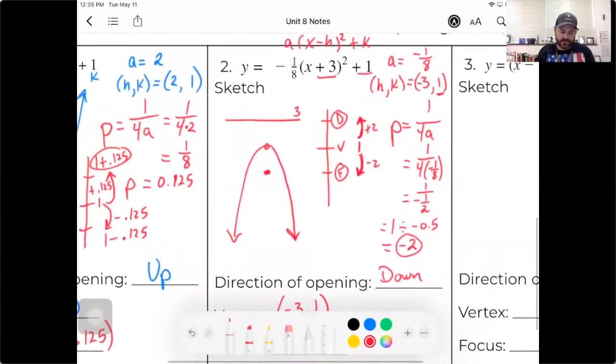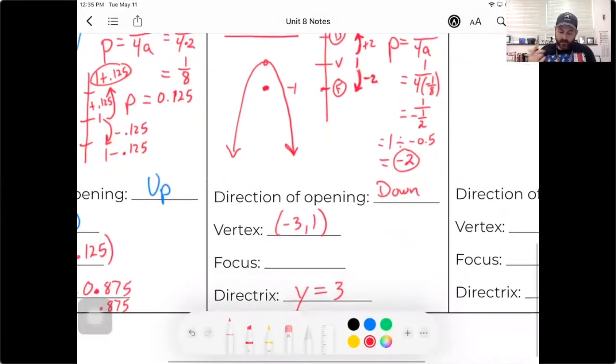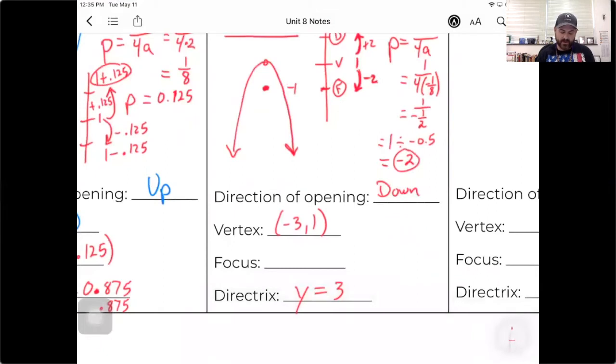But my focus right here, I've taken my 1 and done -2. That gives me -1. Now, the focus, remember, is a point. So my ordered pair has the same x value as the vertex, -3, but my focus now is at -1 on the y value.